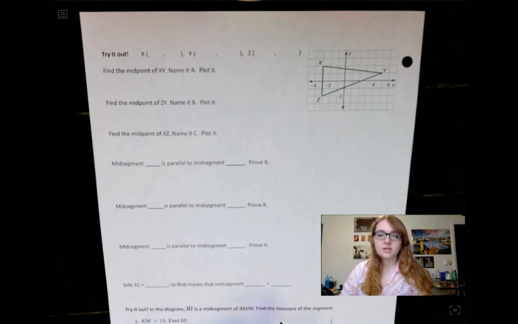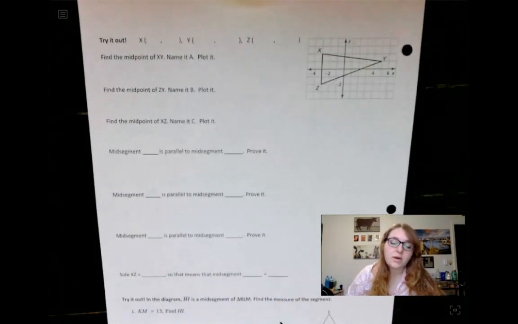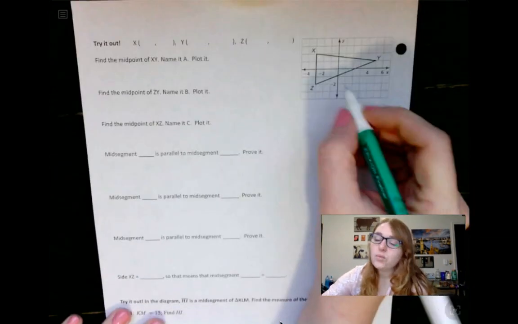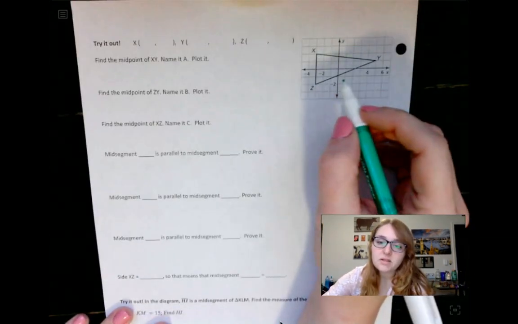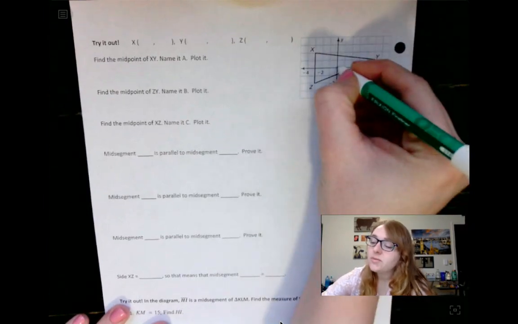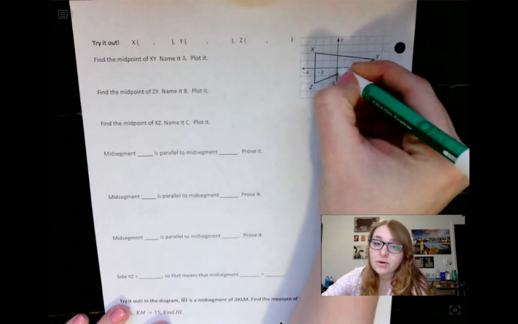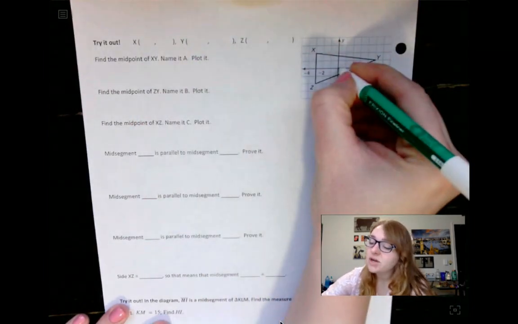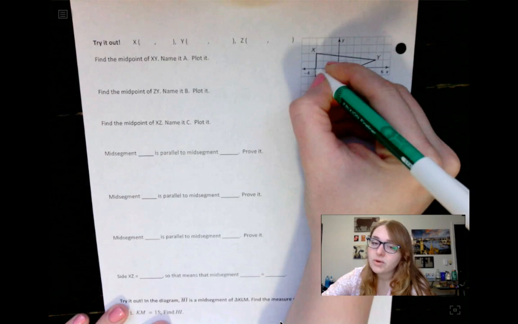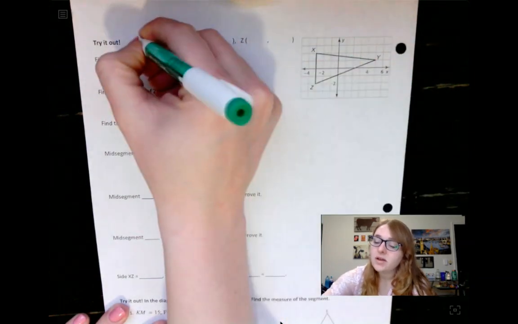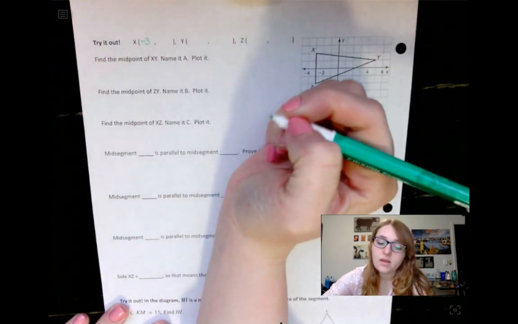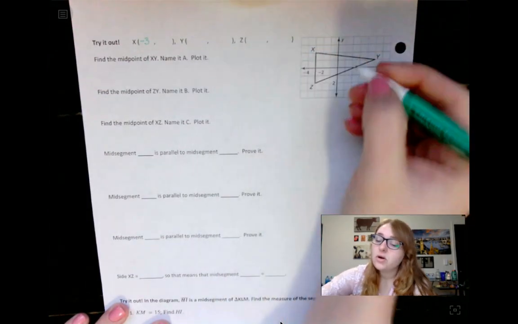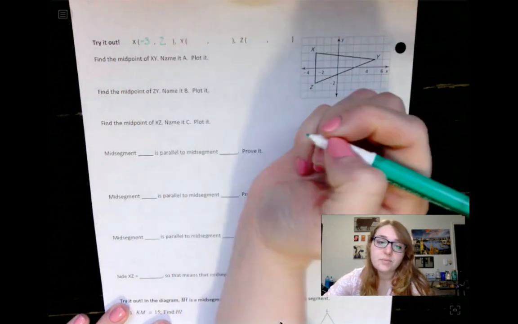All right, so we're going to first mess around with some midpoints here. So we have to decide where the points are for x, y, and z. Starting from our origin, or 0, 0, we're going to find our x point. To get to x, we have to go left 1, 2, 3. So we know the x value is -3. And then to get up to our y value, we have to go up 2. So our y value is +2.